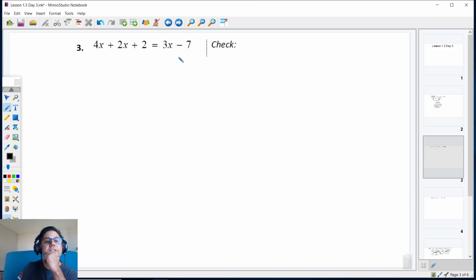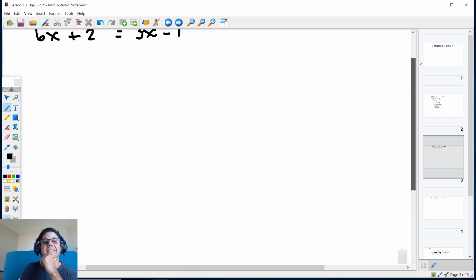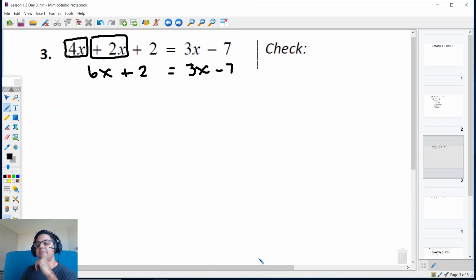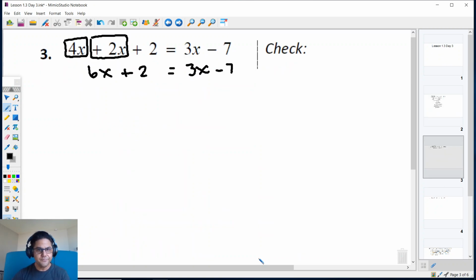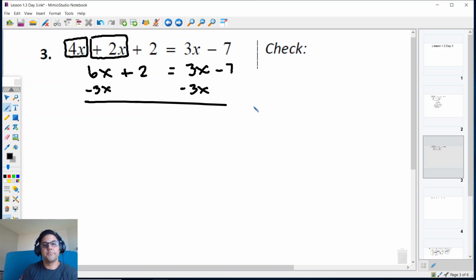All right, let's try this one here. Let me combine like terms. I've got a 4x and a 2x, so that gives me 6x plus 2 equals 3x subtract 7. If you notice, the variables are not the same, which means it's not going to give me a special answer. On our previous one, the variables were the same, 4x and 4x. This is 6x and 3x. So it's really just another repeat problem. Let's subtract 3x. 6x subtract 3x is 3x, plus 2 equals negative 7.